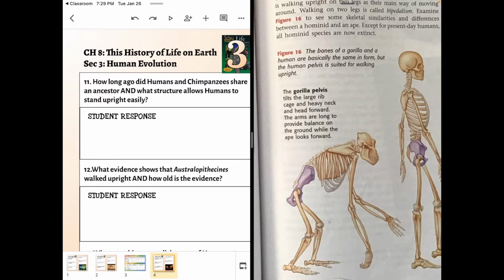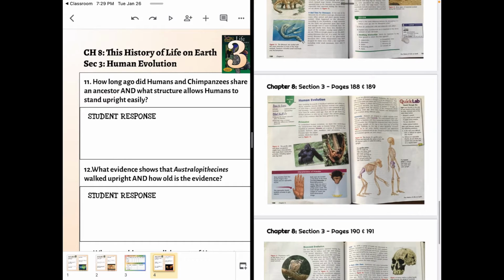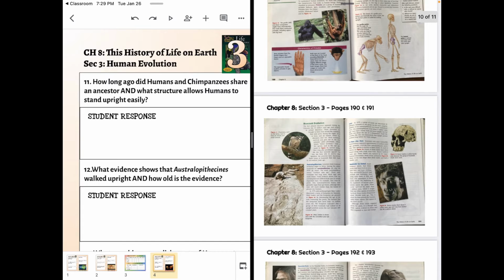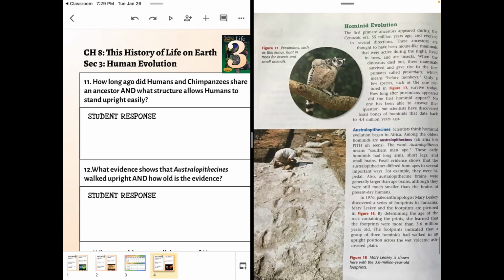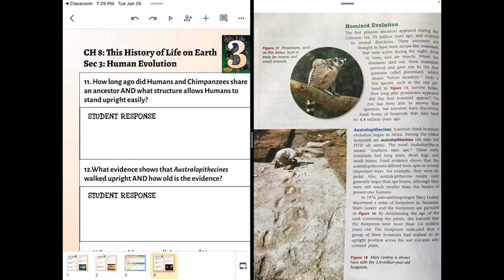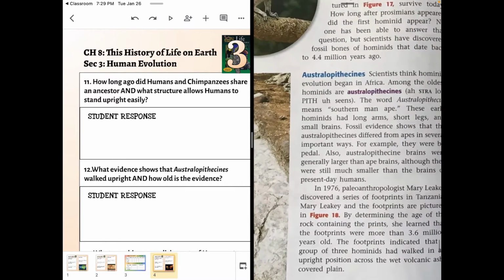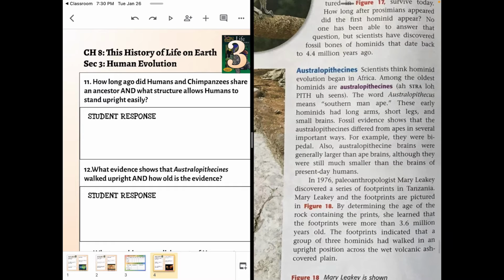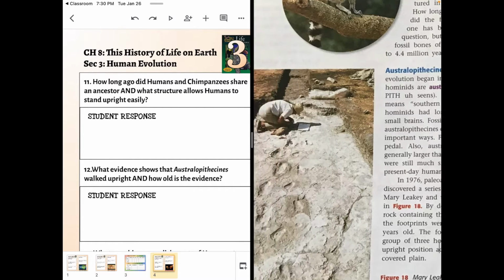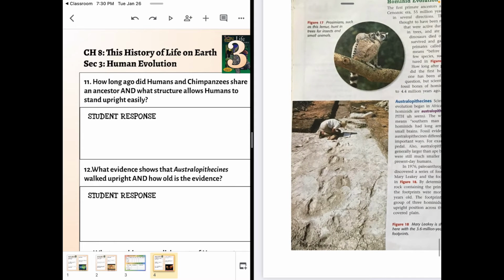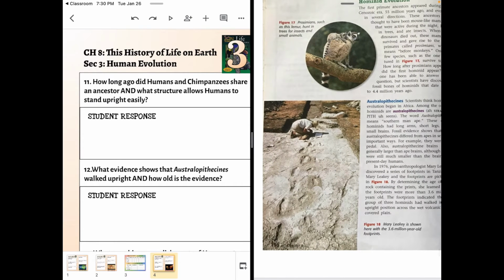What evidence shows that Australopithecine walked upright? So one of the oldest upright walking ancestors is Australopithecine. Now, much older ancestors of the whole group would be called prosimians, like lemurs. These early monkeys have some traits like us, but are missing a lot of traits. But one of the oldest ancestors to walk upright was Australopithecine. Again, pictures are very helpful. This picture shows the evidence of that upright walking and gives you the age of the evidence.